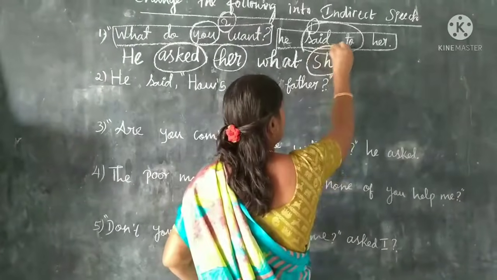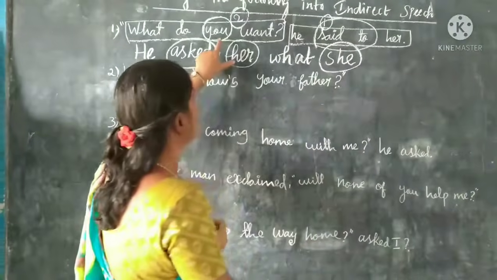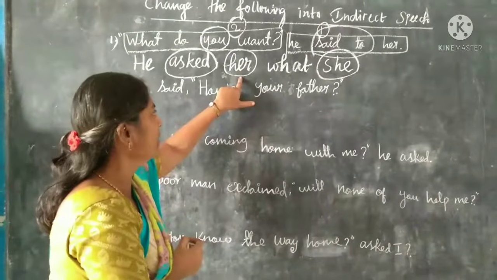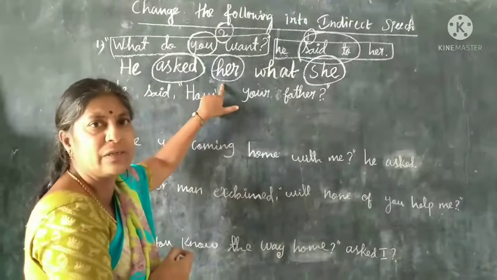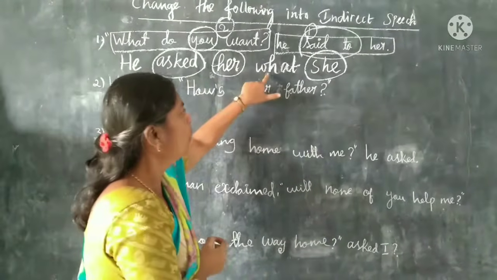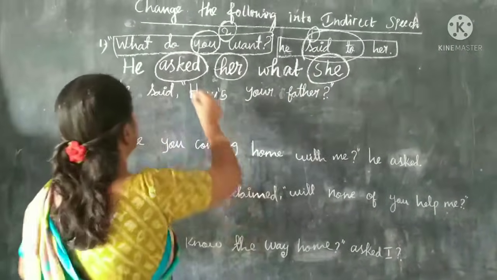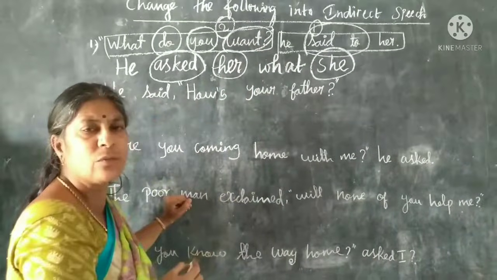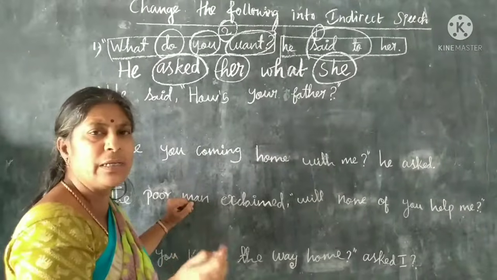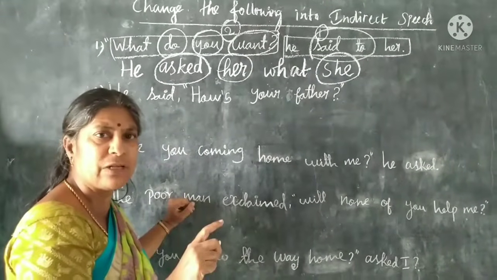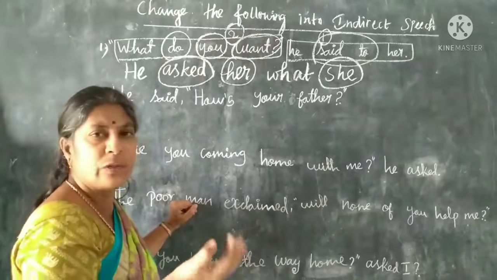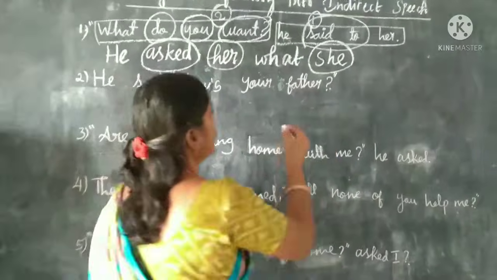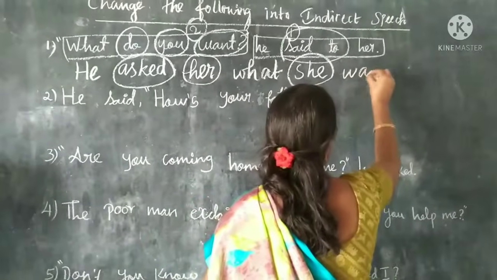Why did I write the word she here? The pronoun you refers to the second one. The second one is her. You cannot write the same word her there. So what she. Next, do plus want equals want. Want is present tense. Present tense will change into past tense. What is the past tense for want? Want, wanted, wanted. So, what she wanted.